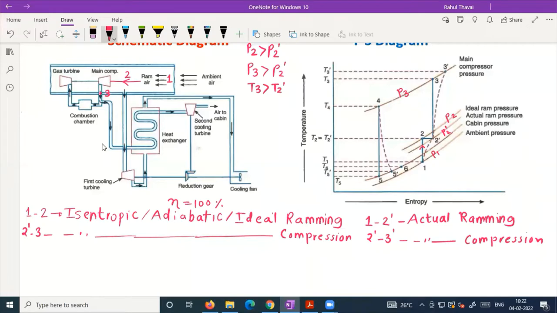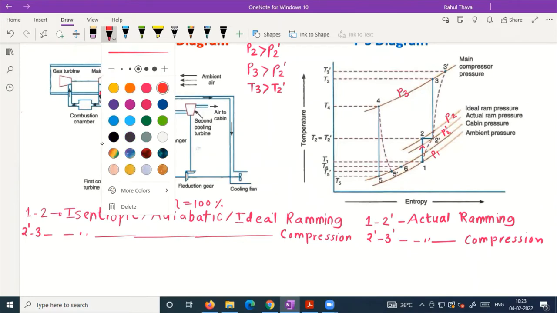Now, what happens? The maximum portion is supplied to where? It is supplied to the heat exchanger. You can see, point number three is the inlet to the heat exchanger. Now, when you see this line, the fluid which is coming is crossing. That means there is no connection between the air which is coming out of the compressor and the air above. If you want, I'll just show it here with the color.